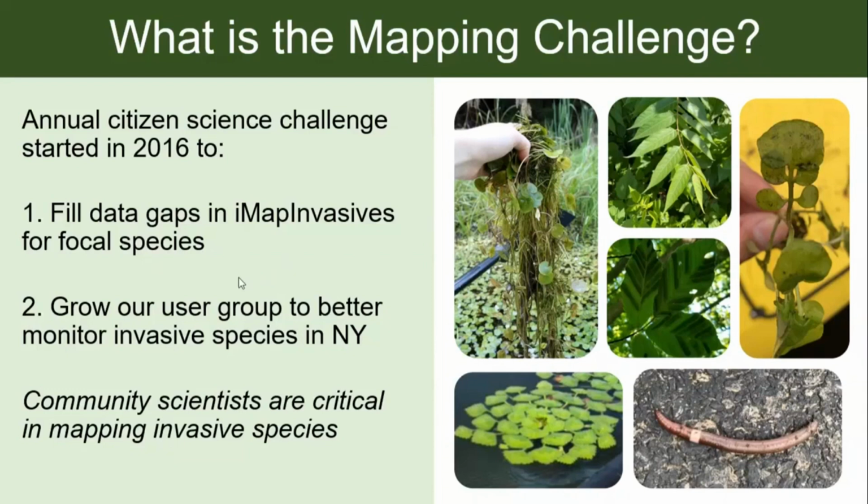So there are a lot of great organizations doing invasive species work in New York State, but New York State is enormous, and we really always need eyes on the ground from the general public to kind of help spread our coverage over the state of looking for invasive species. So community scientists are just critical to mapping invasive species.